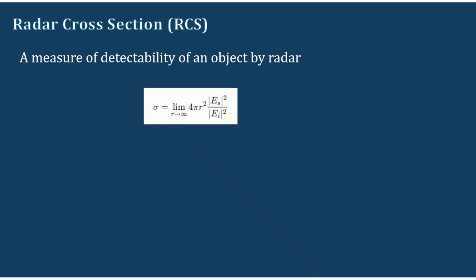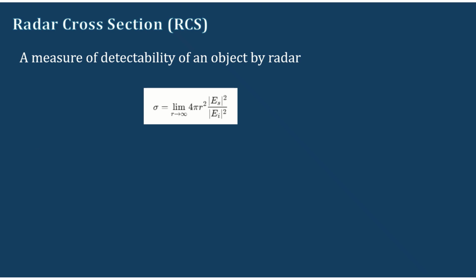So we know what is meant by radar cross-section. Radar cross-section actually measures the detectability of an object when an electromagnetic wave is incident on it. And this is the definition of the RCS. Sigma is given by the limit r tends to infinity of 4 pi r squared Es squared by Ei squared, where r is the distance of separation between the source and the target, Es is the scattered wave electric field, and Ei is the incident electric field. To get more idea about the radar cross section, we have a video on our channel. Kindly watch that.